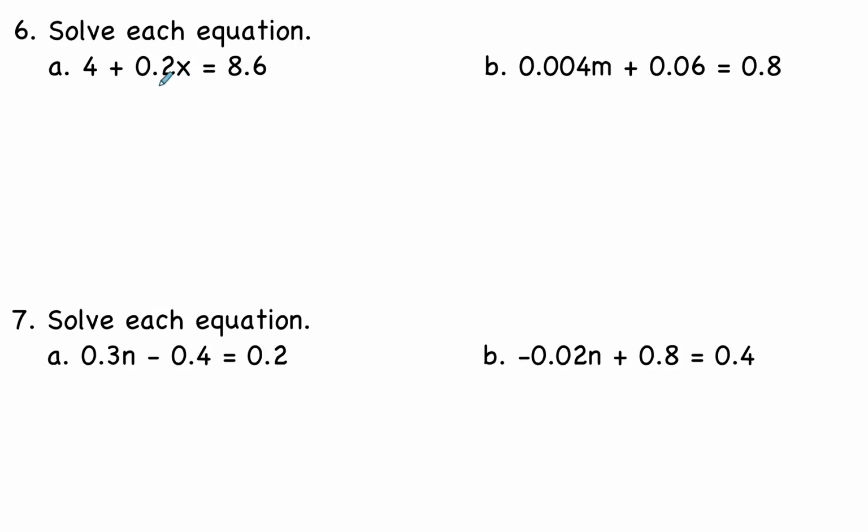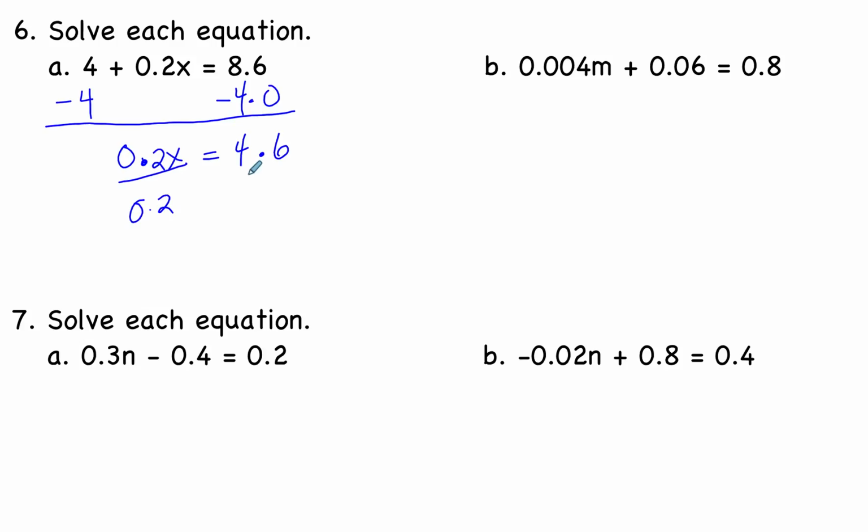We're trying to get x alone, so I need to subtract 4 from both sides. When I do that, I am left with 0.2x is equal to 4.6. This is 4.0, right? And so here's my decimal point, 6 and a 4. And so now what I need to do is divide both sides by 0.2. And my 0.2s cancel. And x is equal to 4.6 divided by 2/10. Let's see, I pull my calculator out here. And it looks like that is 23.